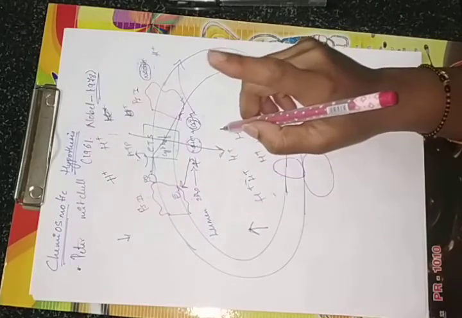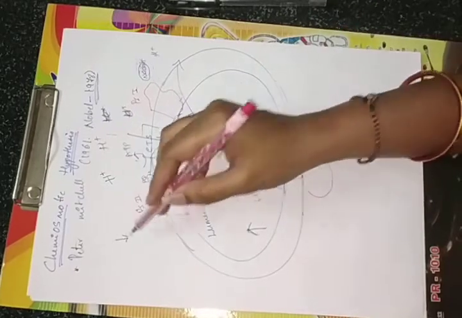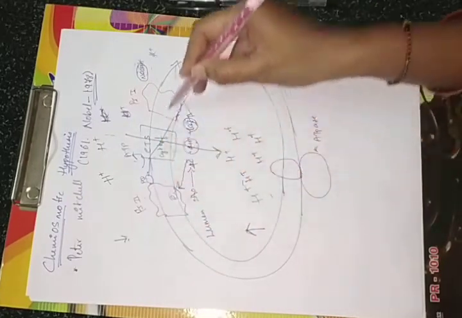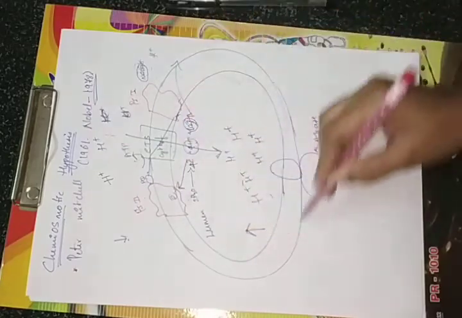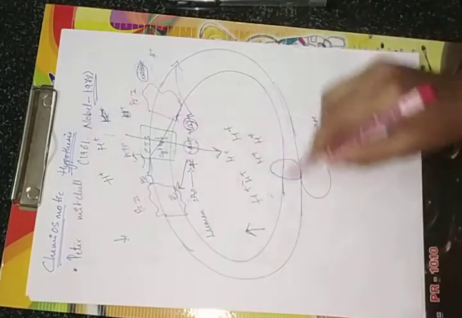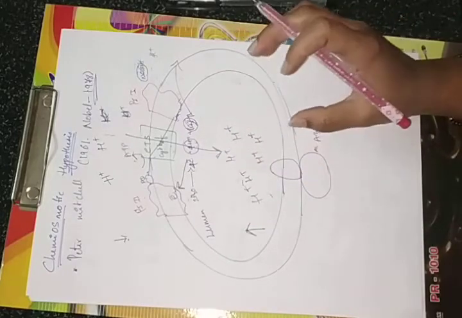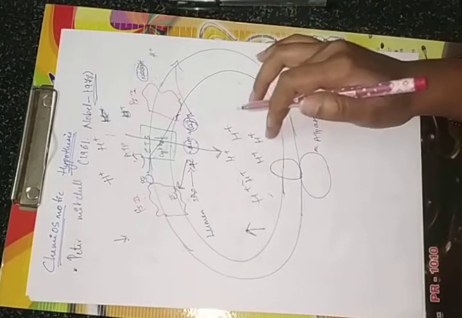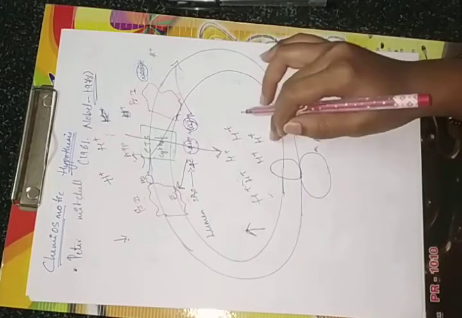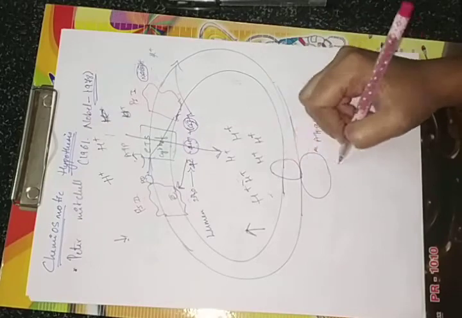What is osmosis? The movement of molecules from the region of higher concentration to the lower concentration through a semi-permeable membrane. Here the thylakoid membrane acts like a semi-permeable membrane. Okay? Now here what happens, proton motive force occurs in the thylakoid membrane. As a result, protons pass out.